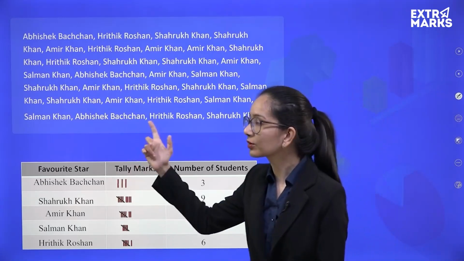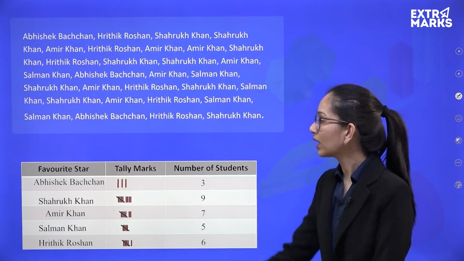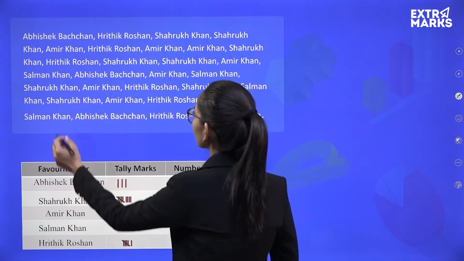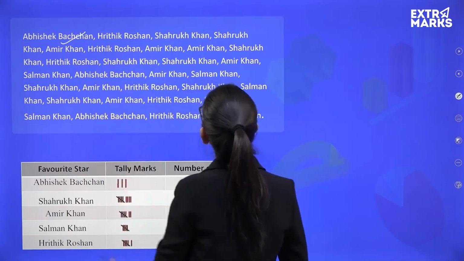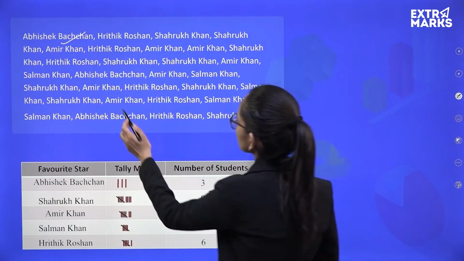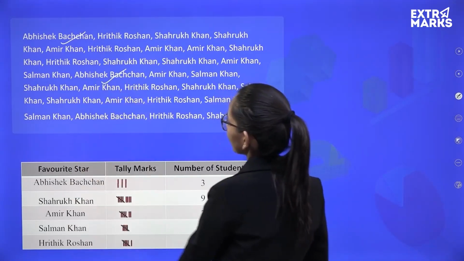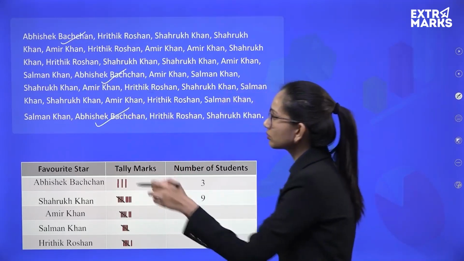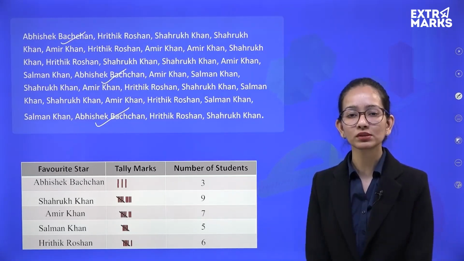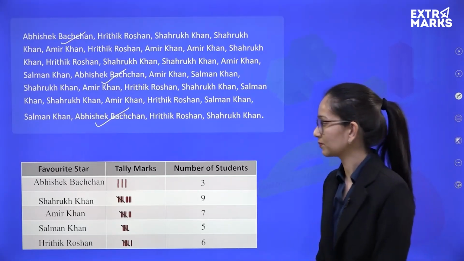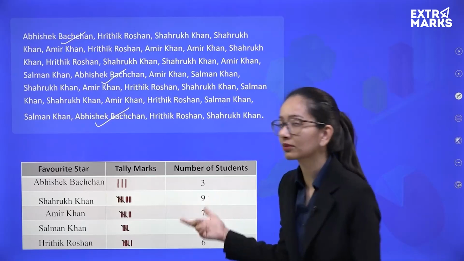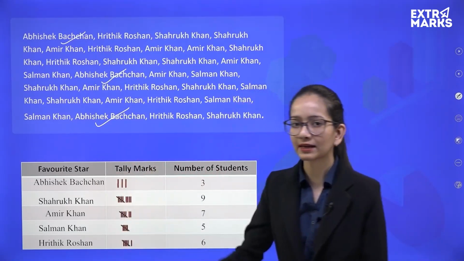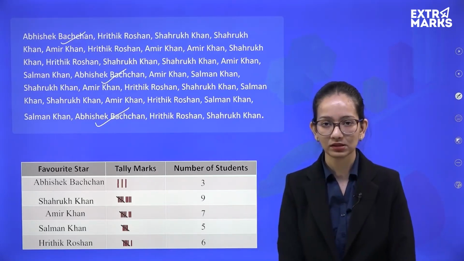After that, from this raw data, you have to count how many students like Abhishek Bachchan. From here, I can count 1, then where is the next one? Yes, this is the second one, and where is the next one? Yeah, this is the third one. So overall 3 students' favorite star is Abhishek Bachchan. So in the column of number of students I will write 3, and in the column of tally marks, I will show 3 vertical marks like this, okay.